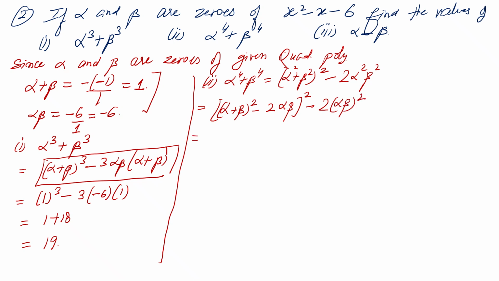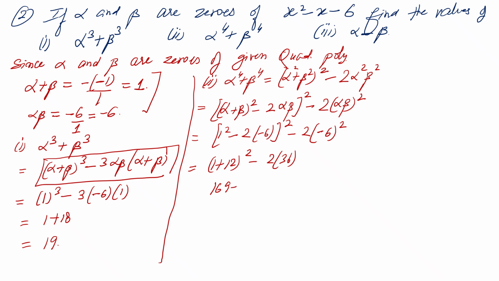Now substitute the value for all of them. So alpha plus beta is 1 raised to power 2 minus 2 times alpha beta is minus 6, whole raised to power 2, minus 2 times alpha beta is minus 6 raised to power 2. So this will be 1 plus 12 raised to power 2 minus 2 times 36. So 13 raised to power 2 is 169 and 36 into 2 is 72. And if you subtract these two, you get 97. So your correct answer is 97.